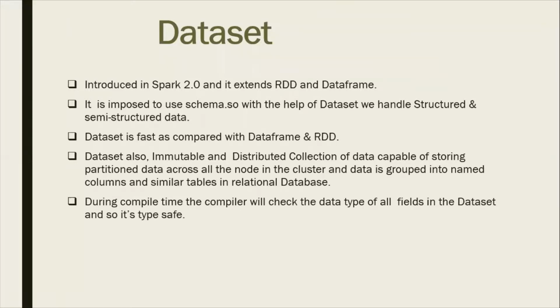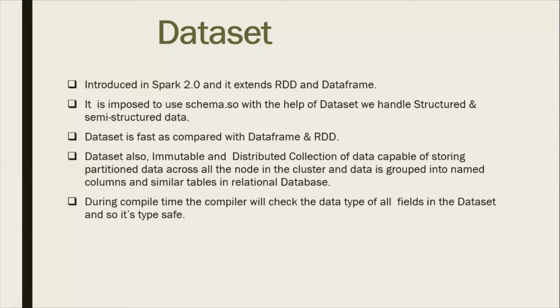Dataset is fast as compared with DataFrame and RDD. Dataset is also immutable and supports parallel processing, and is a distributed collection of data capable of storing partitioned data across all the nodes in the cluster, with data grouped into named columns similar to tables in a relational database, which is nothing but similar to RDD and DataFrame. The data in the Dataset is available across all the nodes in the cluster, grouped in named columns. During compile time, the compiler will check the data type of all the fields in the Dataset, so it's a type check.